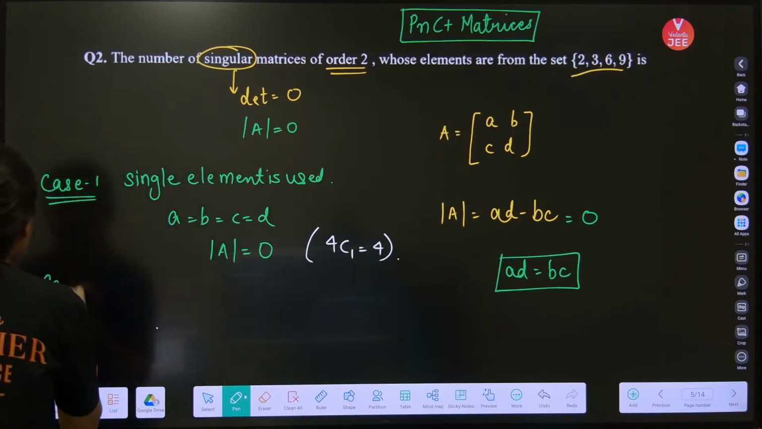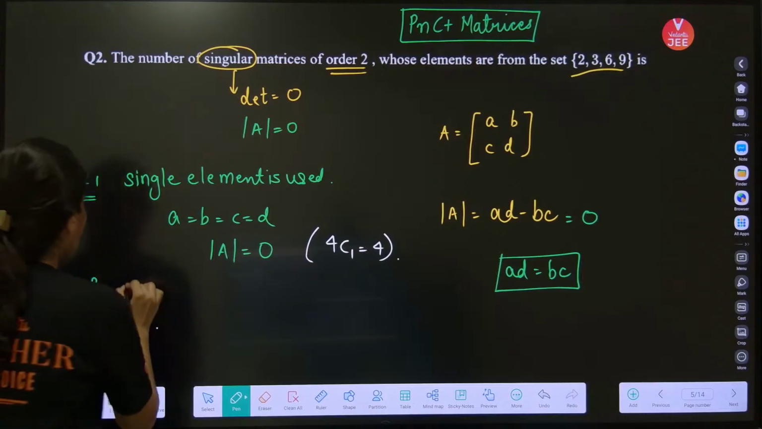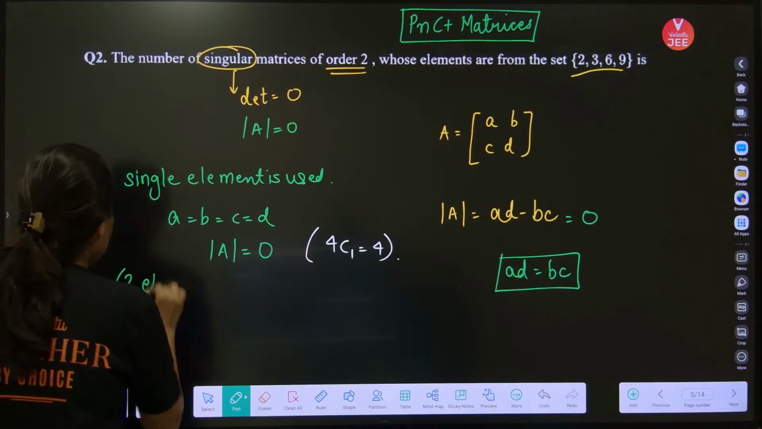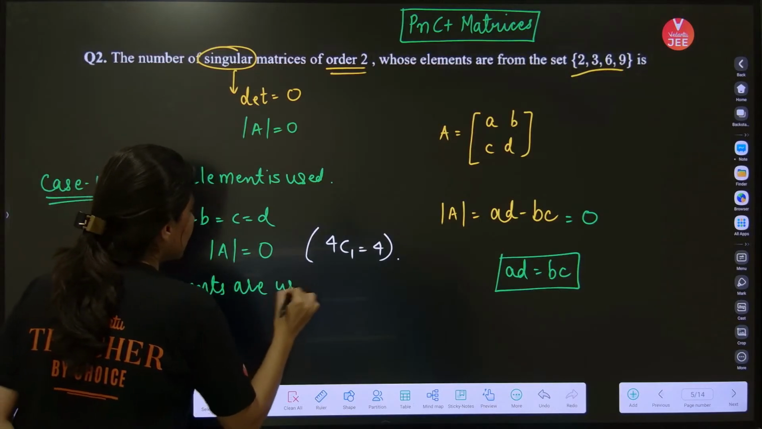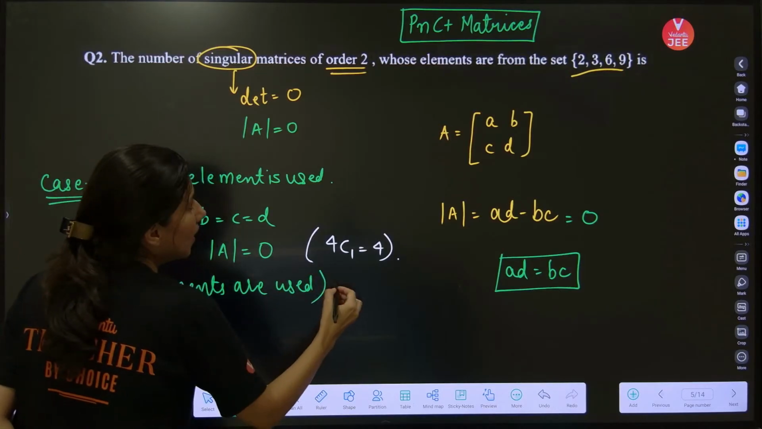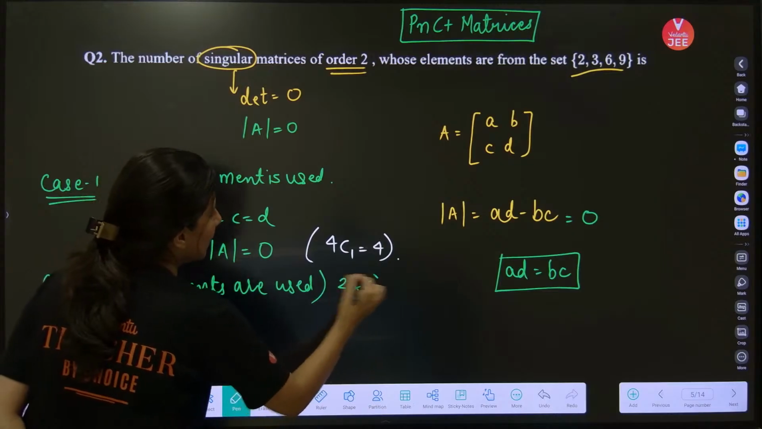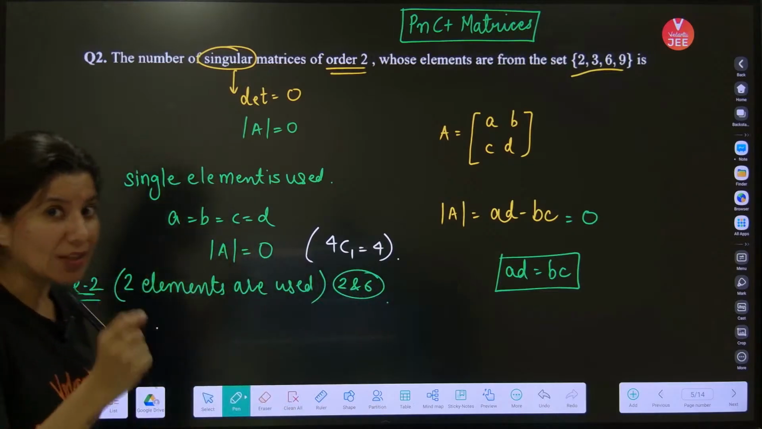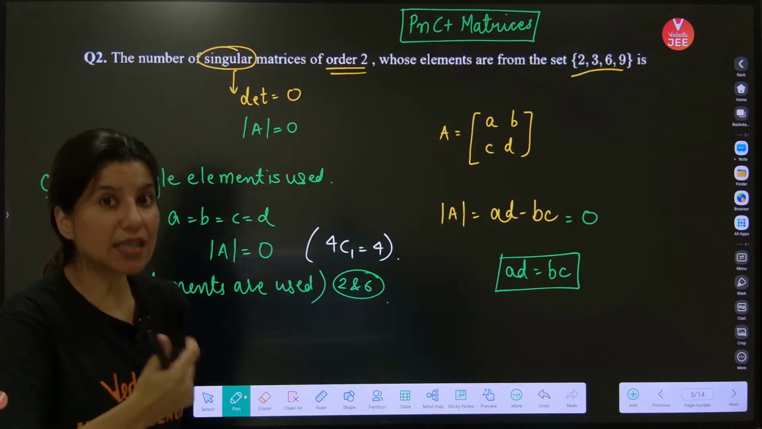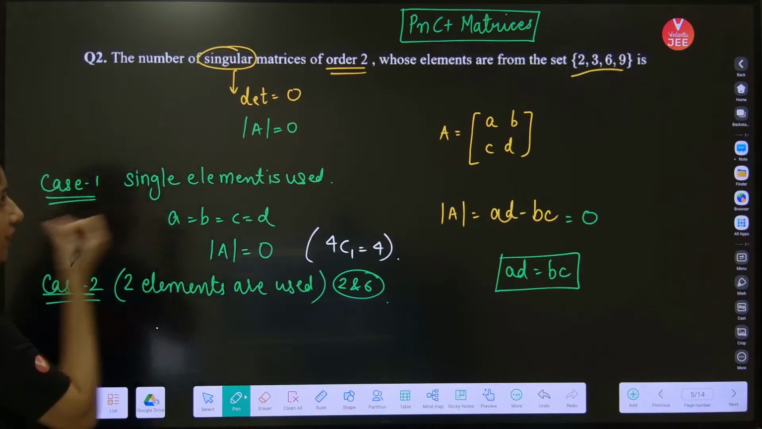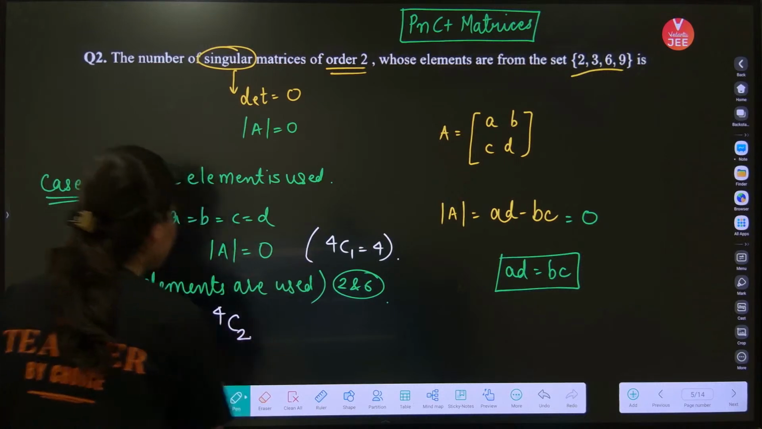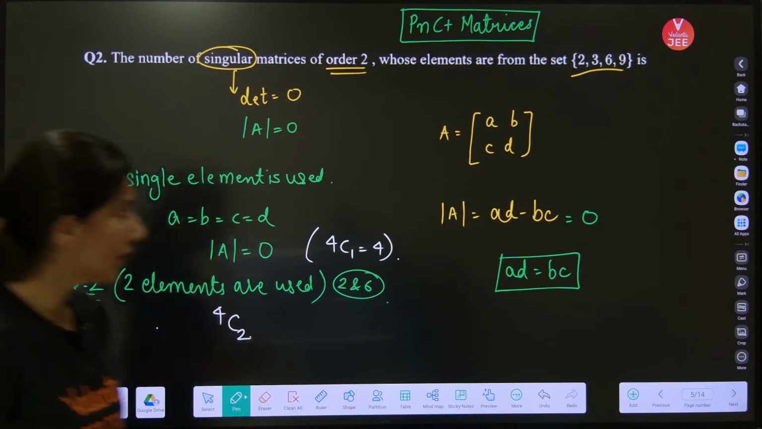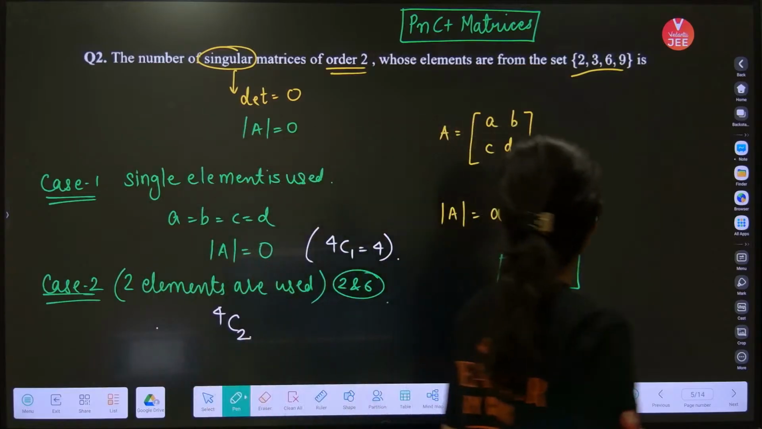Now case number 2: 2 elements are used. Suppose I am using 2 and 6. But using those 2 elements, I have to create a singular matrix. First of all, I will select those 2 elements: 4C2. 4C2 is done. Suppose 2 and 6 I have used.